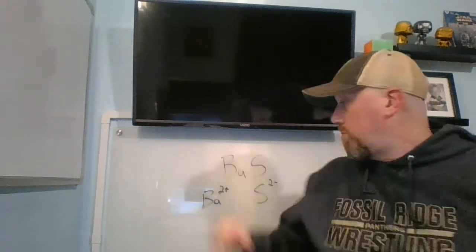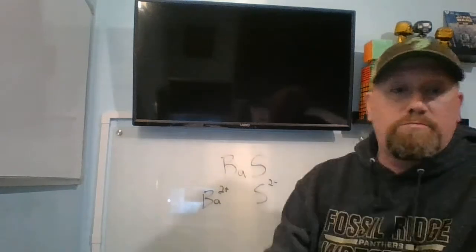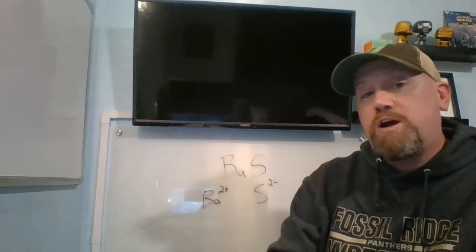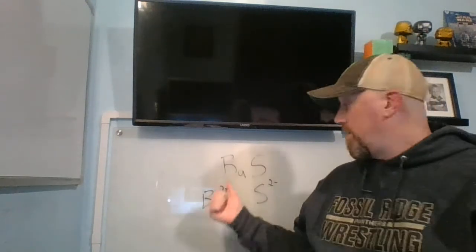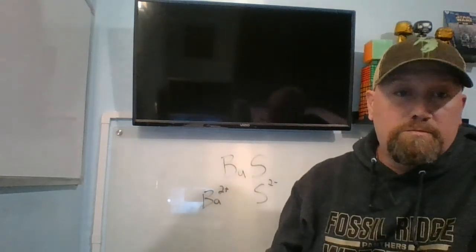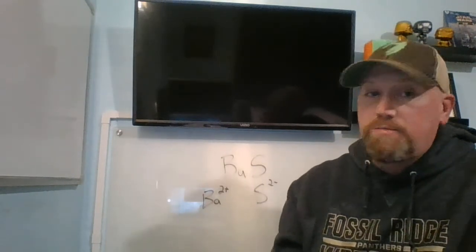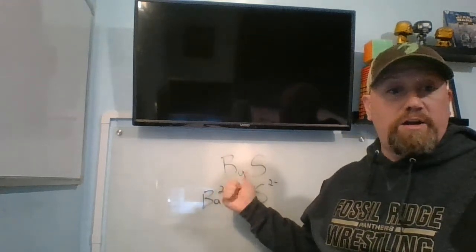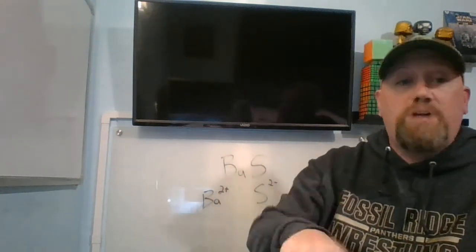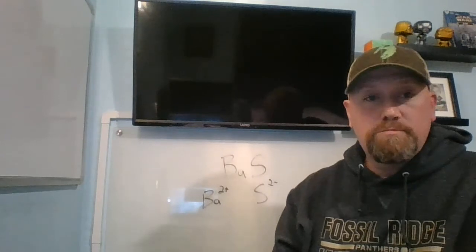So even though a lot of the ionic compounds with sulfur are insoluble, barium's an exception. Since barium is one of those exceptions, this ionic compound is actually soluble in water and able to dissolve, so it's an electrolyte.